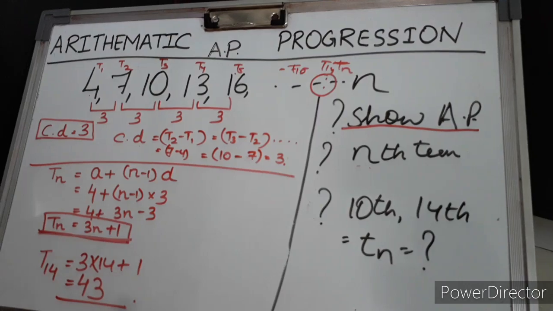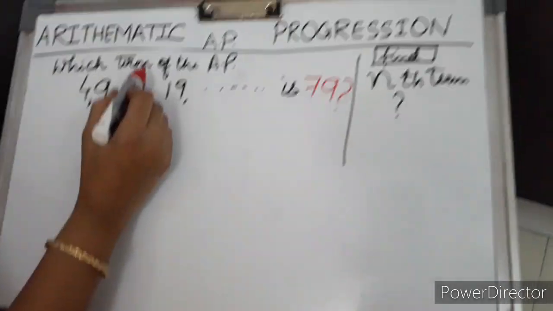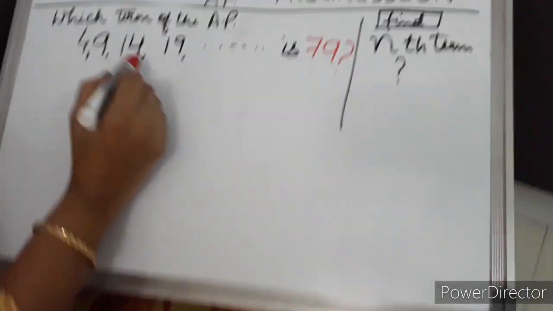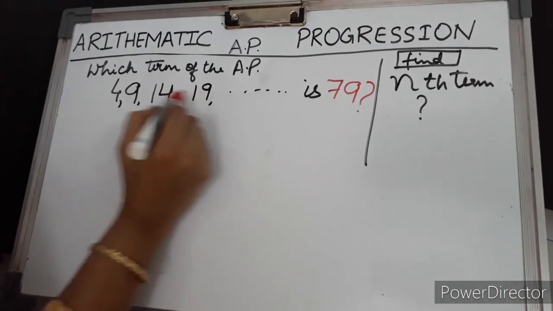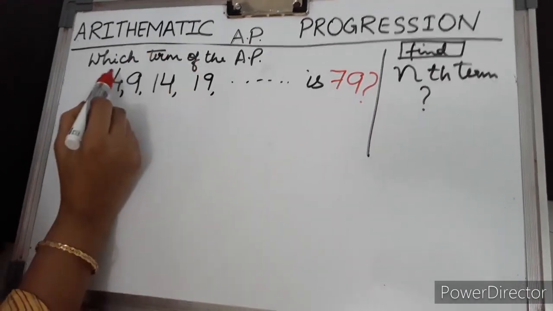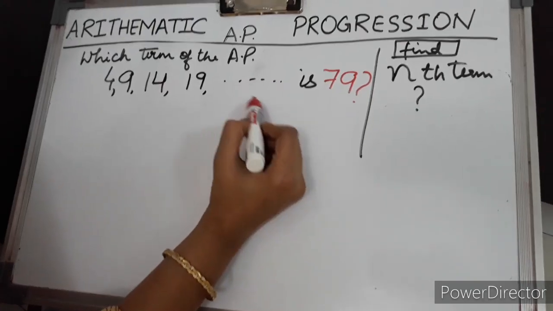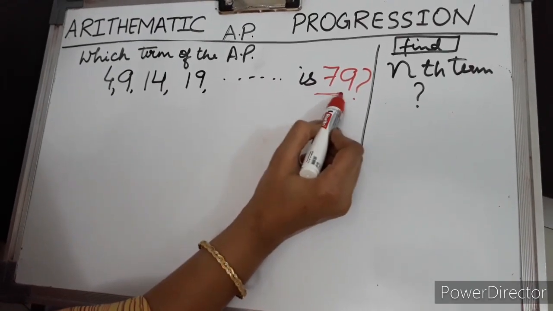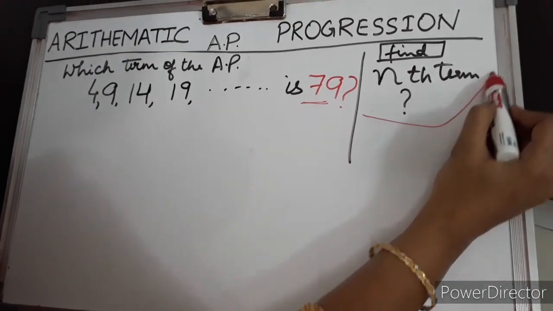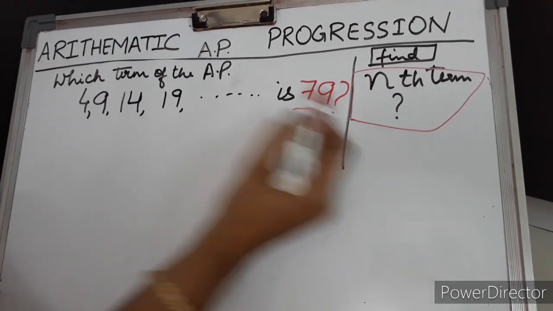Okay, coming to the next concept. The next question is, which term of the AP in this series is 79? See, in the series 4, 9, 14, 19, where will 79 come? Is it the first term, second term, third term, fourth term? Which term in this series will 79 appear as? This is what the nth term is. Okay, dear friends, this is how we have to find the nth term.